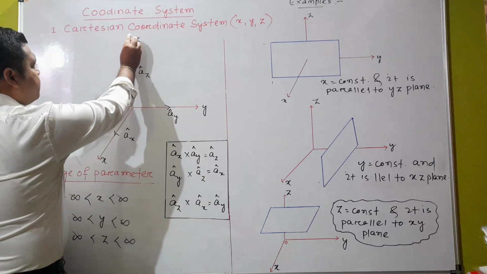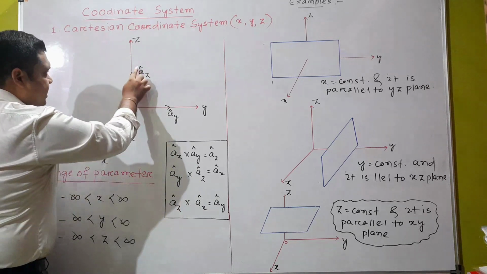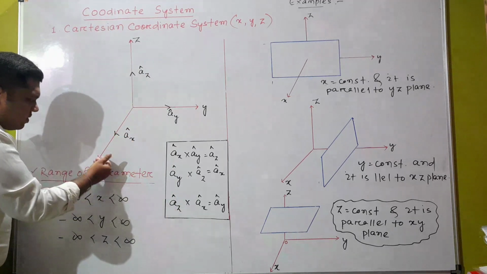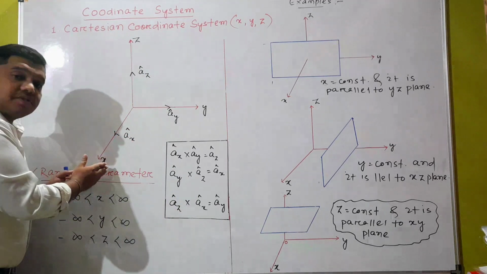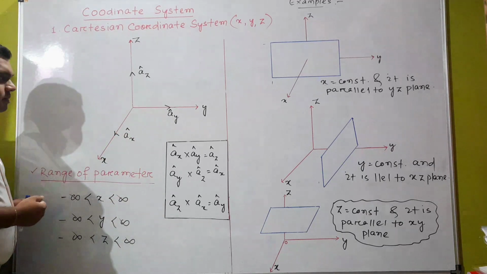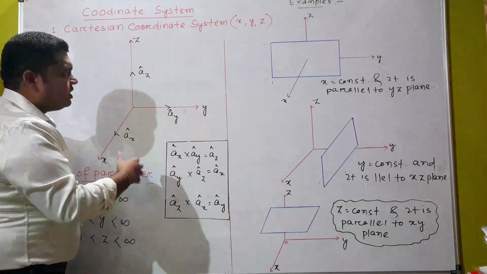Similarly, if I move in this direction, the z value increases. That's why a_z cap is in this direction. Similarly, if I move in this direction, the x value increases. That's why a_x cap is in this direction. Now look, these unit vectors follow the right hand rule.